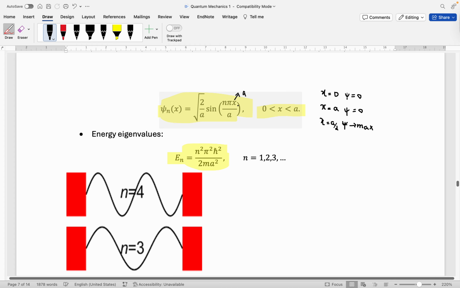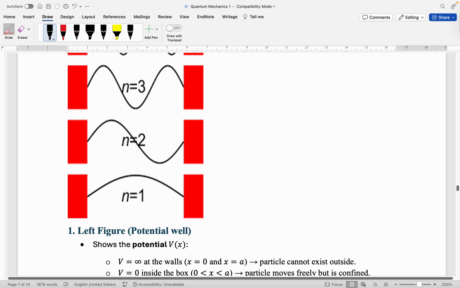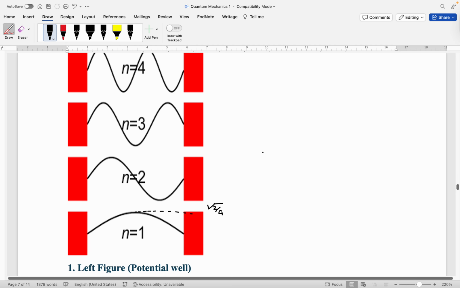How? Because if I take it as a by 2, this a gets cancelled, it is n pi by 2, and n was 1 for the ground state, so it is pi by 2, sin pi by 2. So sin pi by 2 is 1, so I will be getting the answer as root over 2 by a. So at this particular point, this is root over 2 by a. So that's easy.